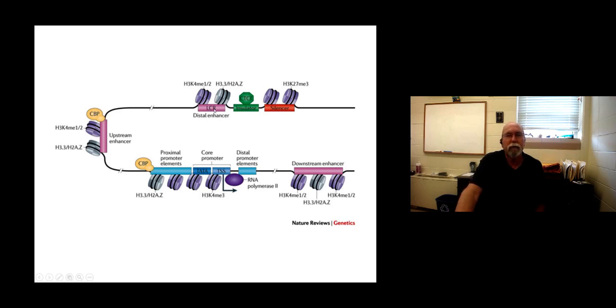And this enhancer may respond to one input, right? This might be an enhancer that's required all the time, or it might respond to a different one. And this one might even respond to yet a third signal. So it really is a complex system.